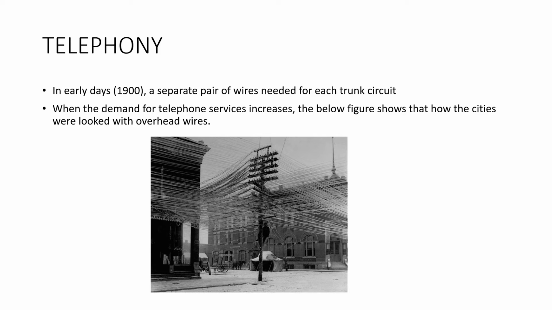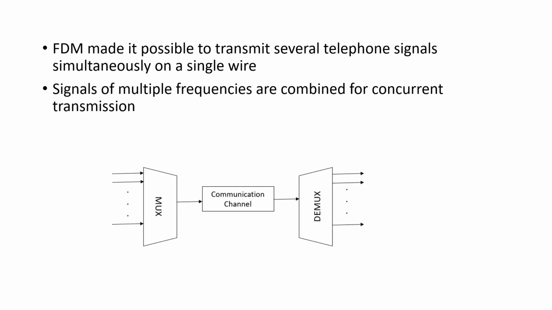So how will this problem be solved? By FDM, Frequency Division Multiplexing. FDM made it possible to transmit several telephone signals simultaneously on a single wire. Several telephone signals means signals of multiple frequencies that are combined for concurrent transmission.